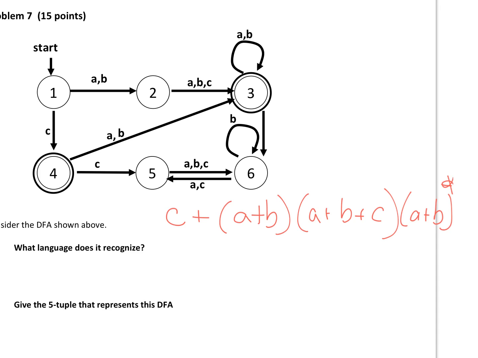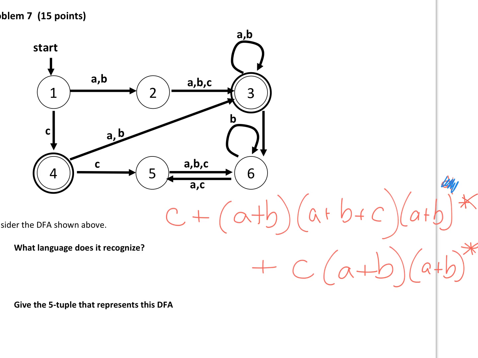And the other route to get there is to have a C, and then an A or a B, and then as many A's or B's as you want. So the other route to get there would be to have a C, followed by an A or a B, followed by as many A's or B's as you want. And just to clarify, that star there is outside, right? Maybe we should redraw it just so the grader knows exactly what we're talking about.